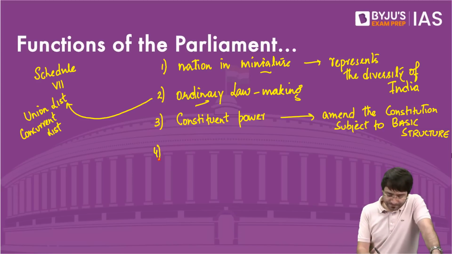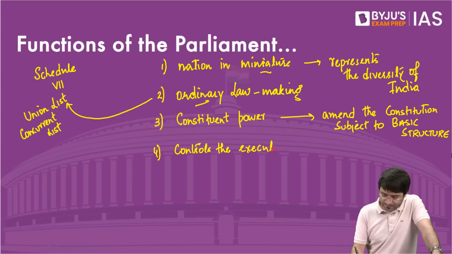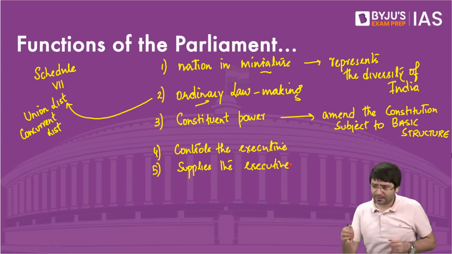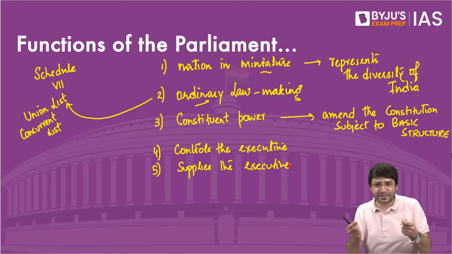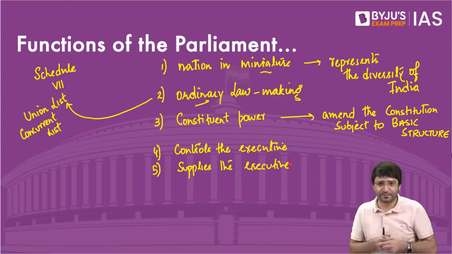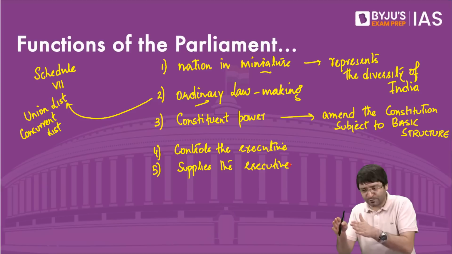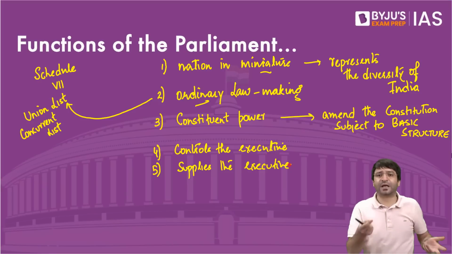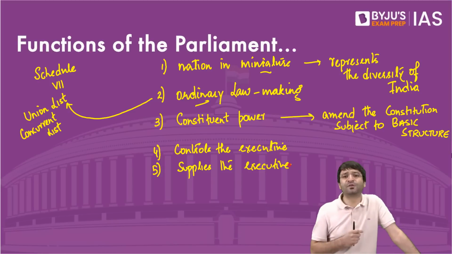It also controls the executive, and also supplies the executive. Who all are part of the Council of Ministers? If you are a member of Lok Sabha or Rajya Sabha, you are eligible to be appointed as a minister. Even if you are neither a member of Lok Sabha nor Rajya Sabha, you can still be appointed as a minister, but within 6 months, you have to get yourself elected to either of the 2 houses of the Parliament.